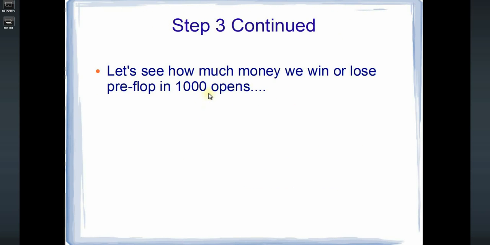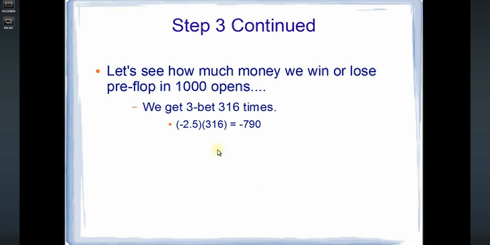Let's see how much money we win or lose pre-flop in 1,000 opens. Well, we're going to get 3-bet 316 times. Every time we get 3-bet and we're holding the worst hand in our range, we're going to fold. So 316 times negative 2.5, because we're losing 2.5 big blinds when we open in the cutoff and then fold to a 3-bet. So negative 2.5 times 316. If we open 1,000 times, we're going to lose 790 big blinds from the times we've folded pre-flop to the 3-bet.